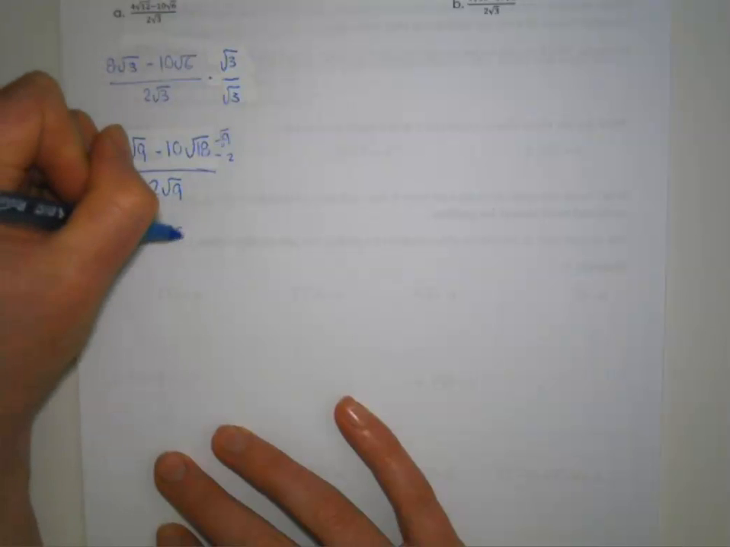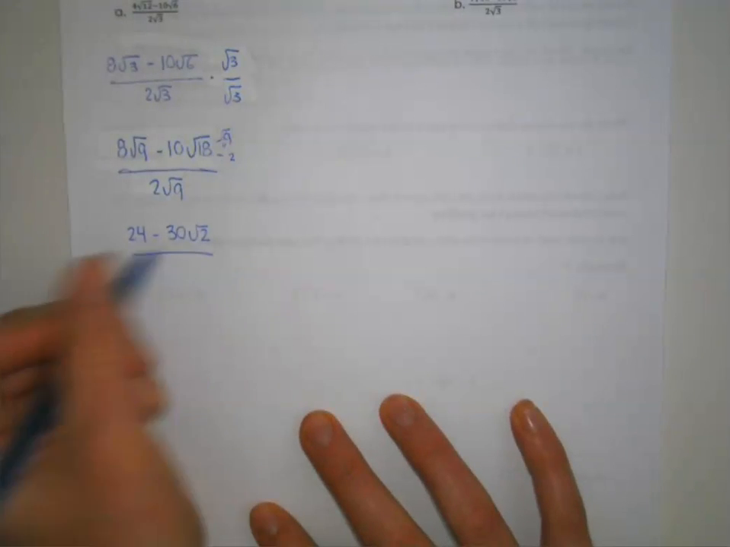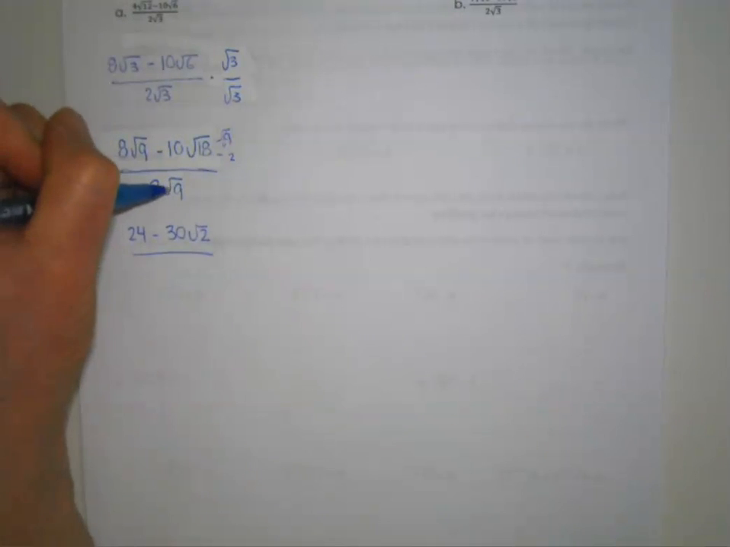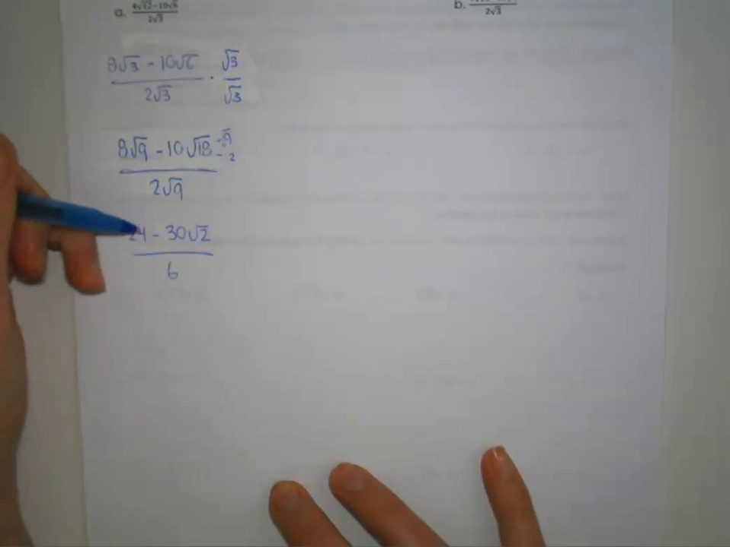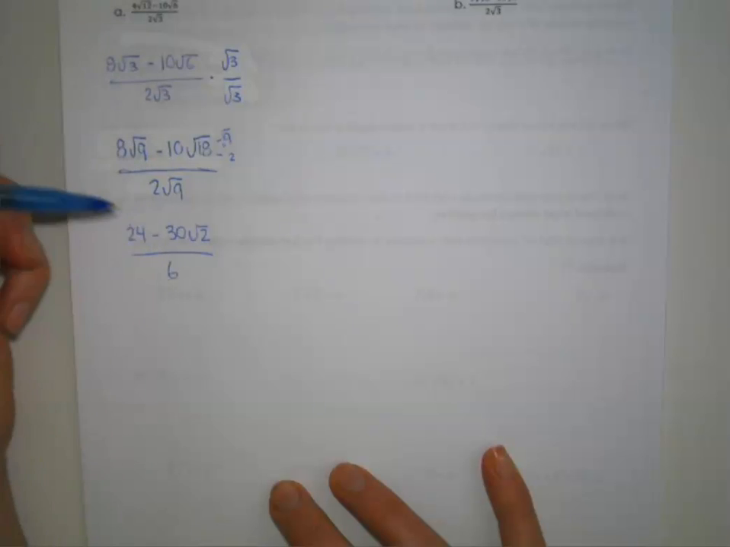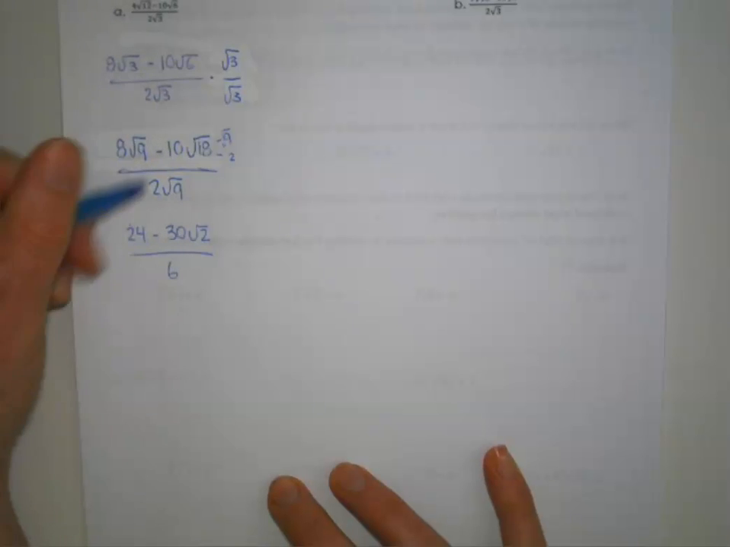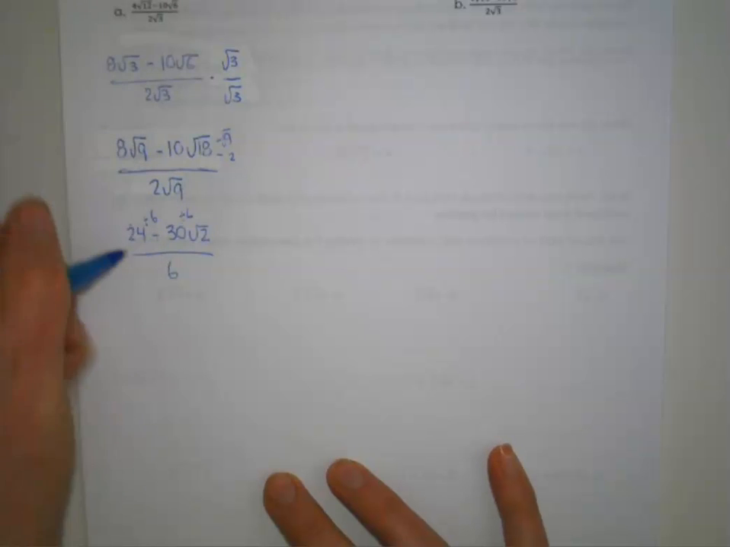Okay, so 30 root 2, and then on the bottom, 2 times the square root of 9 is 3, so 2 times 3 is 6. All right, now that we have that simplified, we want to look and see if we can divide things out. So looking at this, 6 times 4 is 24, 6 times 5 is 30, so 6 will divide out of both of these. So let's divide by 6, divide by 6.